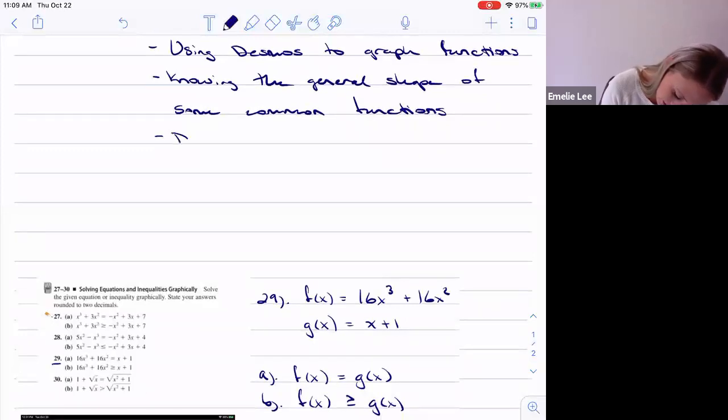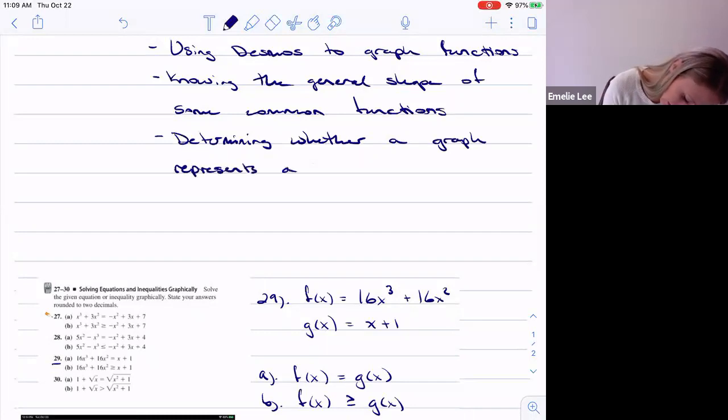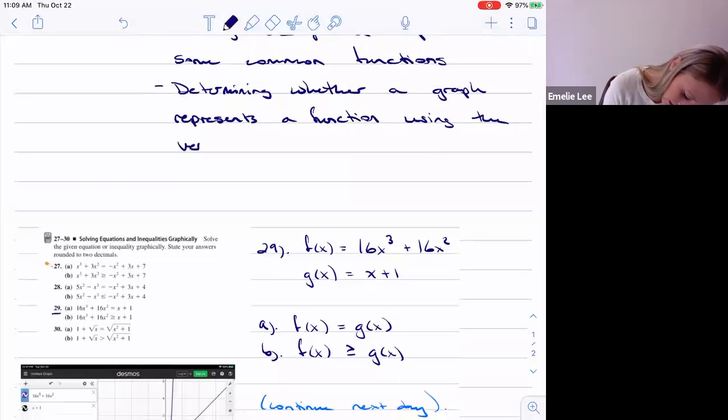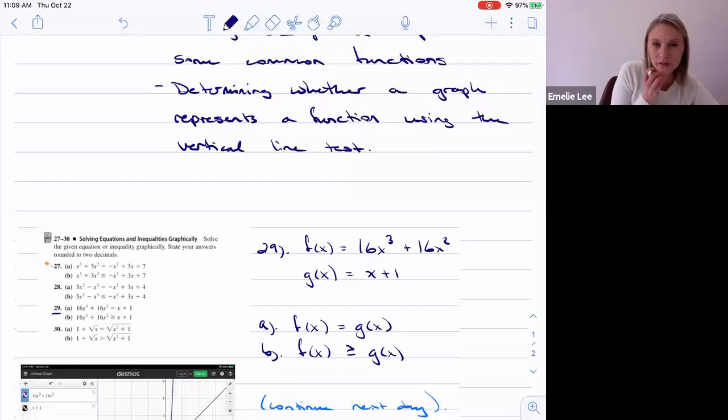So determining whether a graph represents a function using the vertical line test. Okay. So there are graphs that don't represent functions, and that's okay, but we're just talking about what functions are, and what we can do with them, that kind of thing.